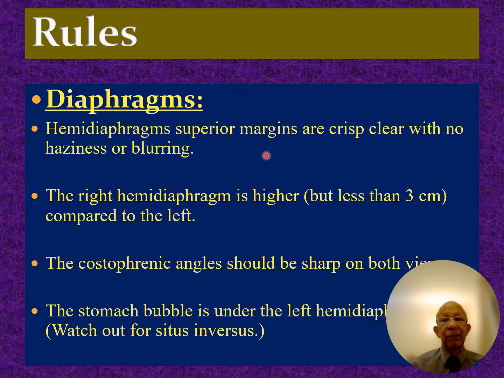The hemidiaphragm superior margins are crisp and clear with no haziness or blunting. This is a silhouette sign. The right hemidiaphragm is higher but by less than 3 centimeters. The costophrenic angle should be sharp on both views, right?